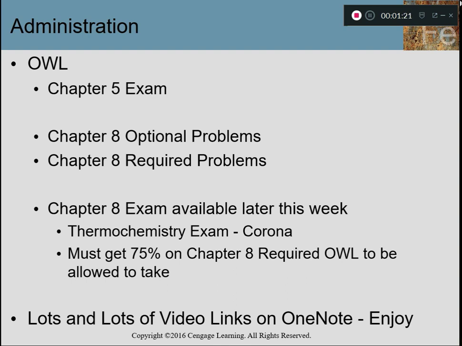One of the conditions that I put into this so that you would actually practice is that you must get a 75% on the required ALEKS problems to be allowed to take the thermochemistry exam. I did not realize that was a criterion that I could set. I think it's more than fair considering the scores that most people have gotten on the required problems. 75% seems really doable, and plus you have a number of opportunities to take it.